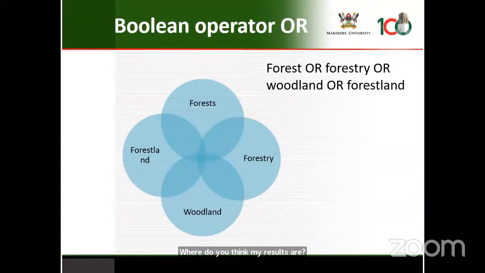I am looking for studies that have either forest or forest land or forestry or woodland. Who can tell me where my studies, in which circle, that what I'm looking for will be?